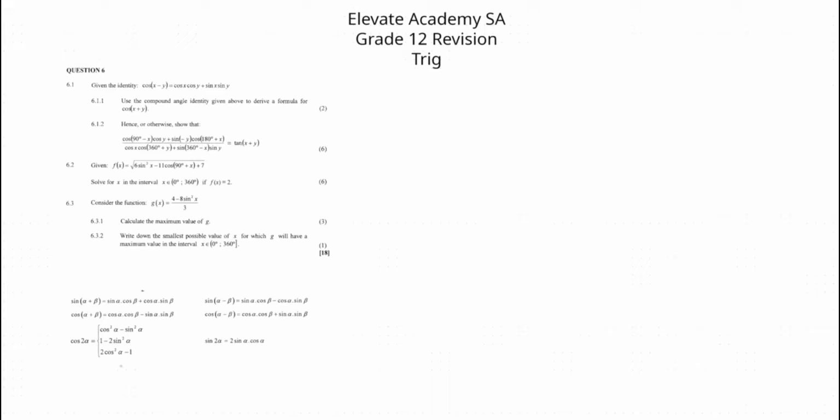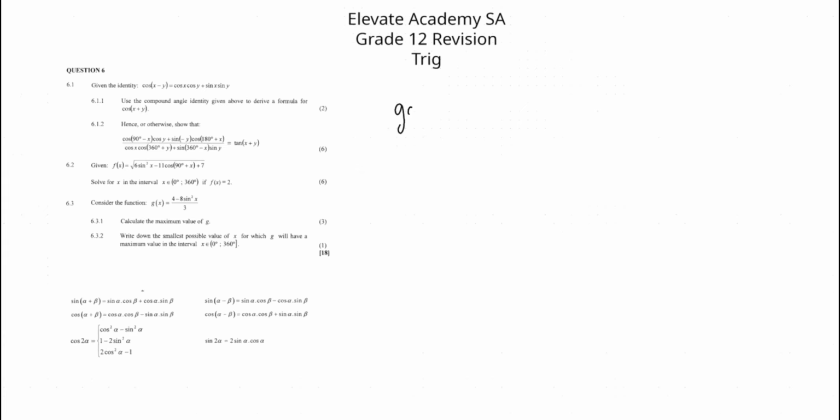Let's look at question 6.3. We see here we have a function, but it's not in a form that we can understand, where it's simply a simple sine or cos function. We have a sine squared x, which we aren't really familiar in how to deal with. So we need to try and make this into a form that we understand.